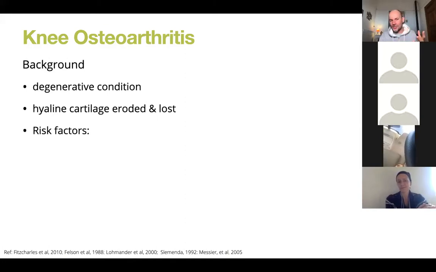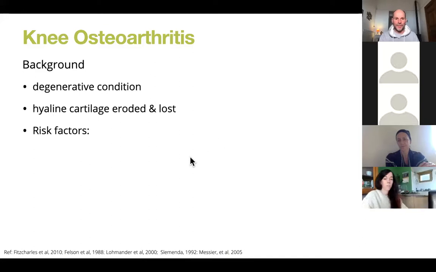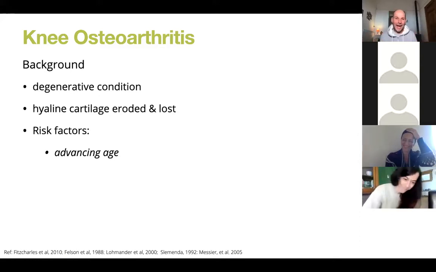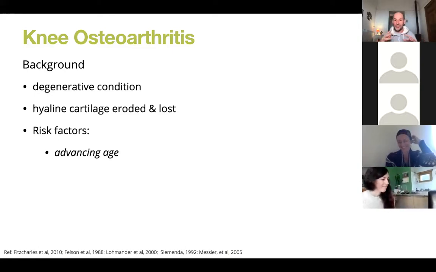There are other changes associated with knee osteoarthritis, and again, I'll touch upon those, but that's the main characteristic. The risk factors are advancing age. So I hate to break this to you, but we are getting older. And as we get older, our bodies start falling to pieces. We are essentially degenerating. Of course, there's lots of things that we can do to prevent that and slow that down, but unfortunately, no one's figured out a way to completely stop it.